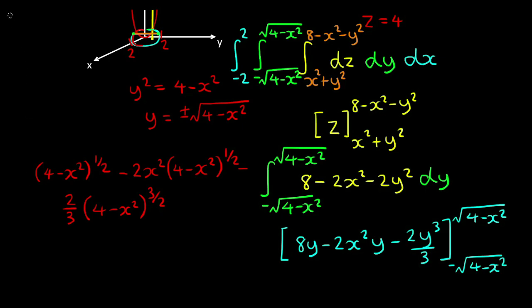So that gives us 16 here. And minus 2x squared by minus root 4 minus x squared, which gives a positive value. And then subtracting this, we get minus 4x squared here. And the next term is a cube term. So 2 minuses is a plus. So we subtract another 2/3 from this term. And this result is integrated from x equals minus 2 to x equals 2.